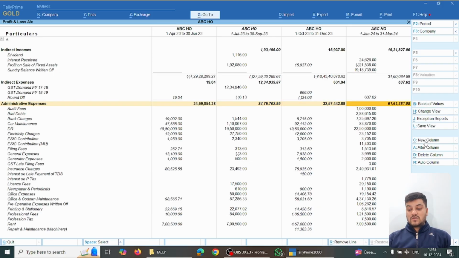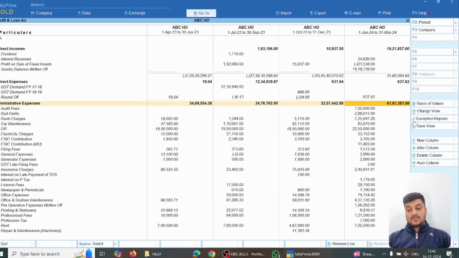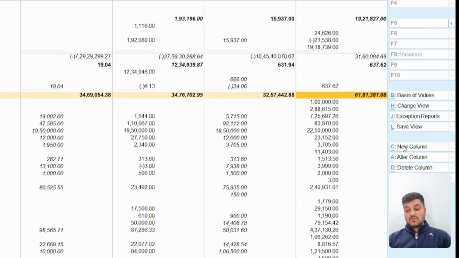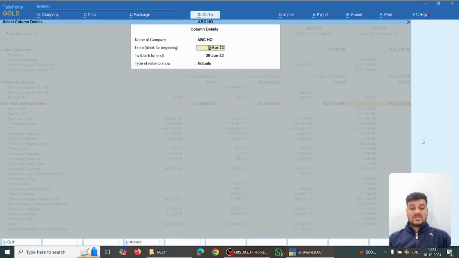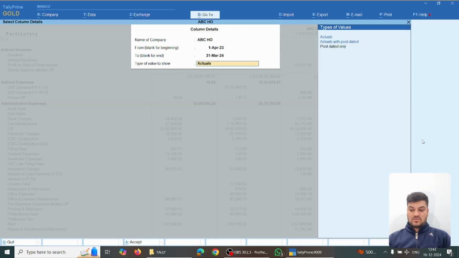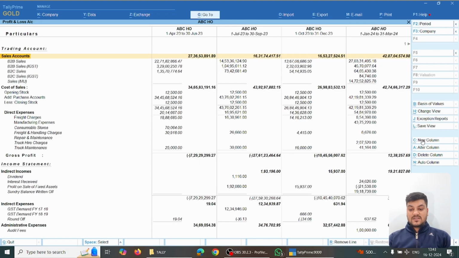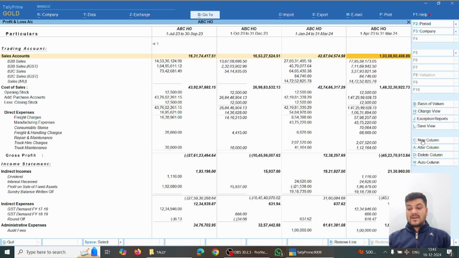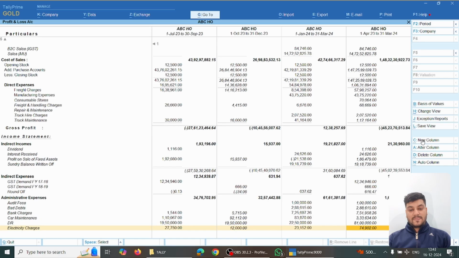One extra thing, there is also a new column. Suppose we are getting April to June, July and March, but we also want the total. Very easily we can use new column, and here what I can do is 1st April to 31st March 24 on the basis of actuals. And here you can see that a 5th column I will get a total basis, which can be helpful.